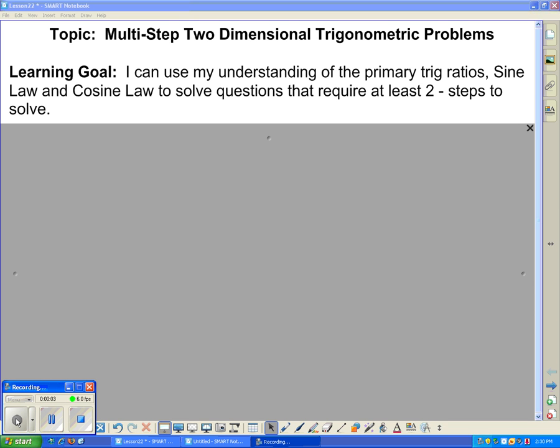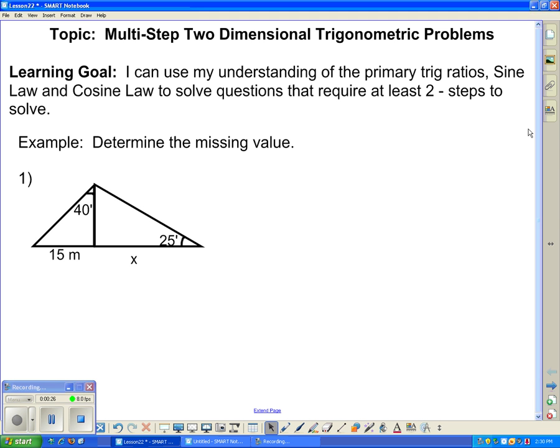Okay, so today's topic, we are looking at multi-step, two-dimensional trig problems. So it's basically, you're going to have to use more than one step to get a final answer using trigonometry. So the learning goal: I can use my understanding of primary trig ratios, sine law, and cosine law to solve questions that require at least two steps to solve.